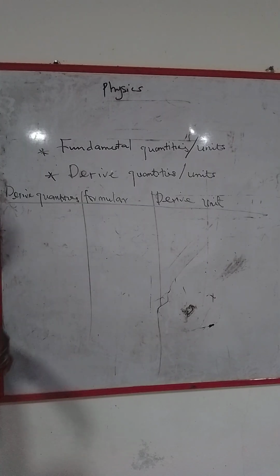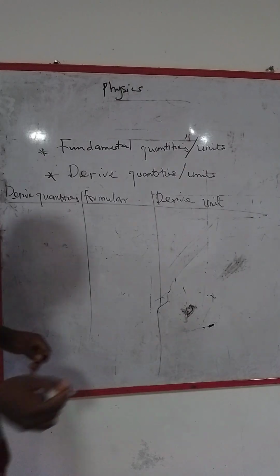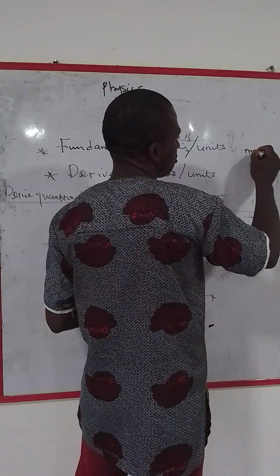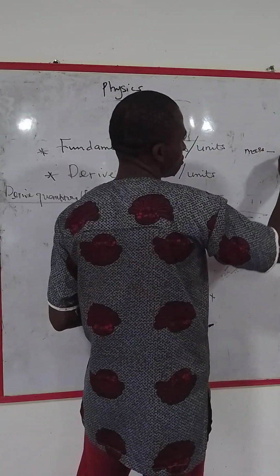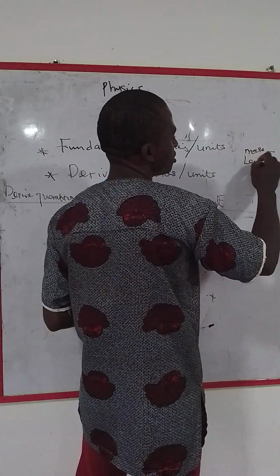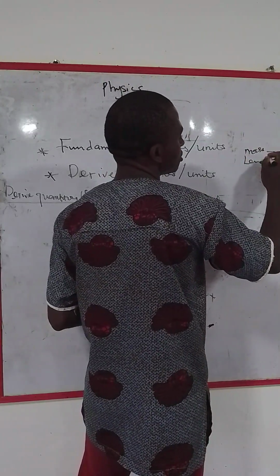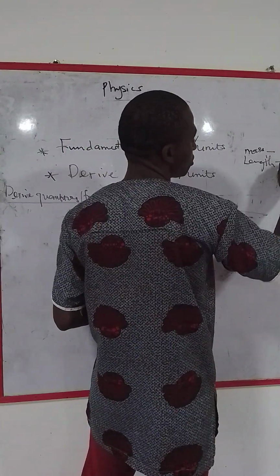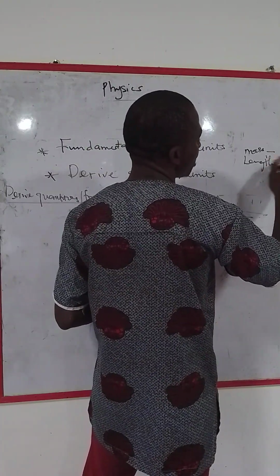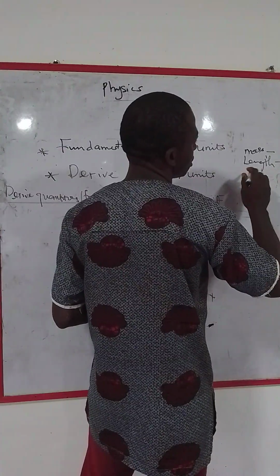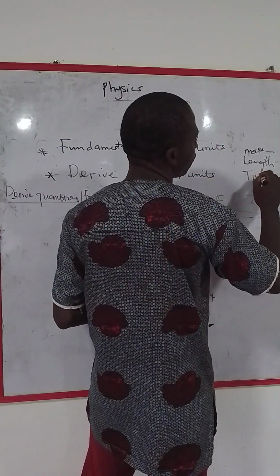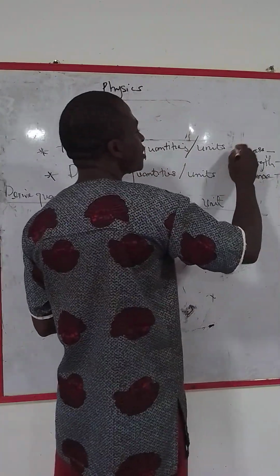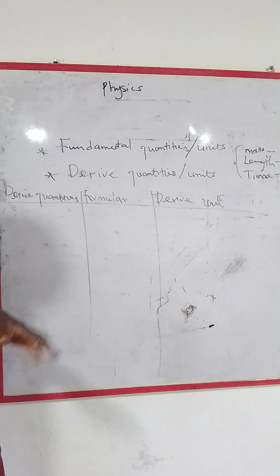Understand it clearly that before we talk about the derived quantity and the unit, you must bear this in mind. Number one, mass, which we know the unit as kilogram. Then we have length, the unit of length is what? Meter. Then time, the unit of time is what? Seconds. So these three, we are going to play with them.